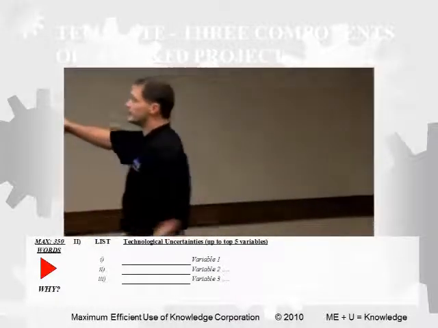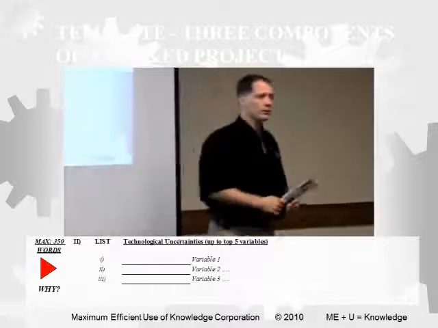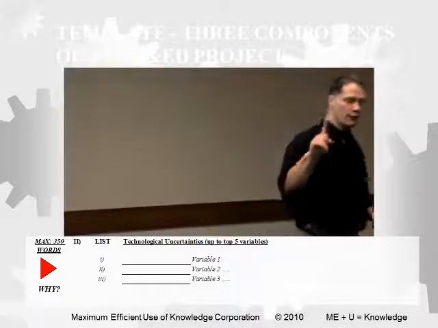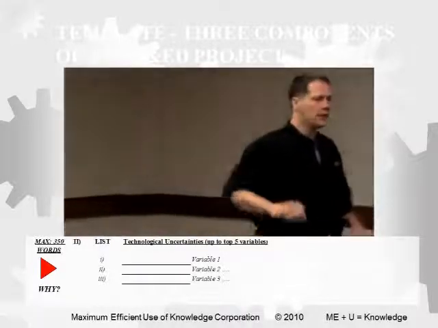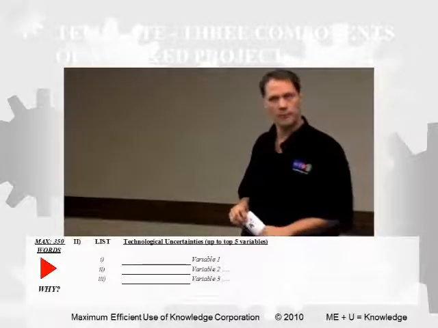3 variables tends to be my magic number, or the CRA's magic number. If you're only varying one thing, I'm doing heat treating and I'm just going to vary the temperature up or down.